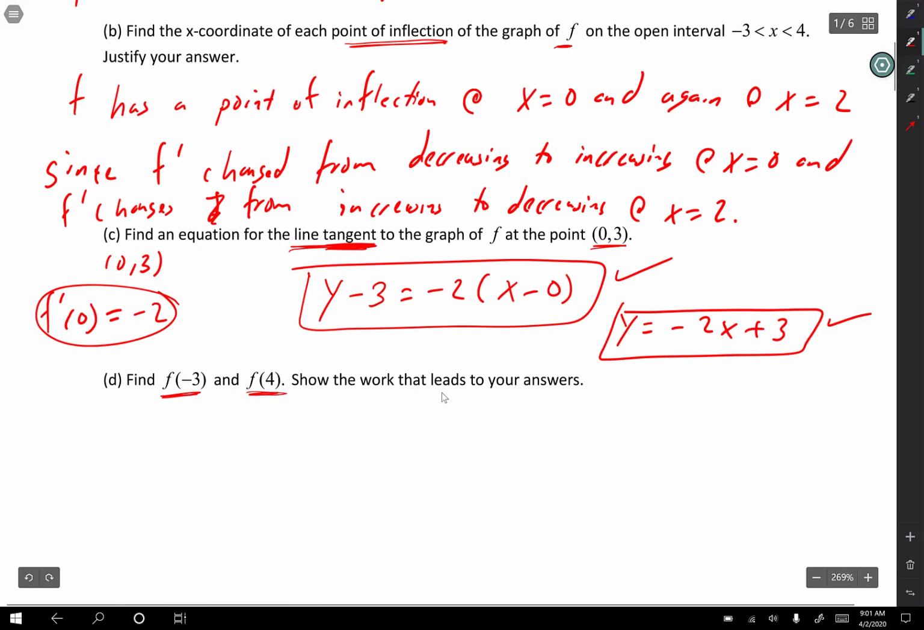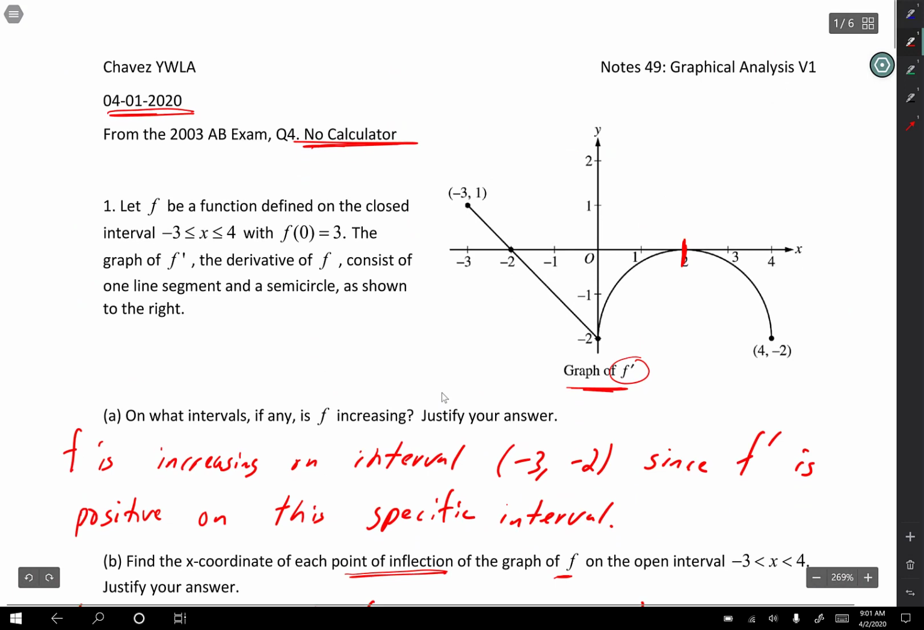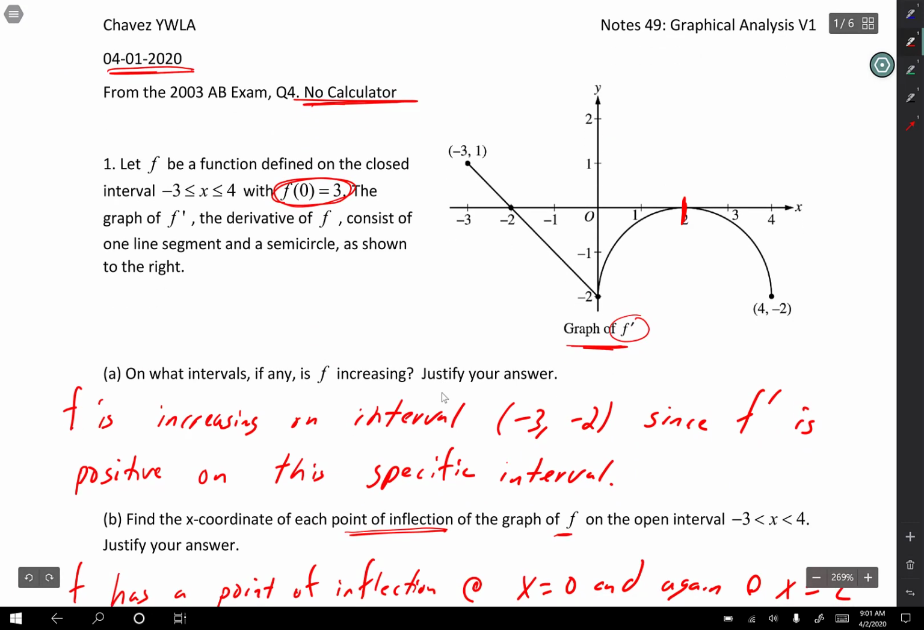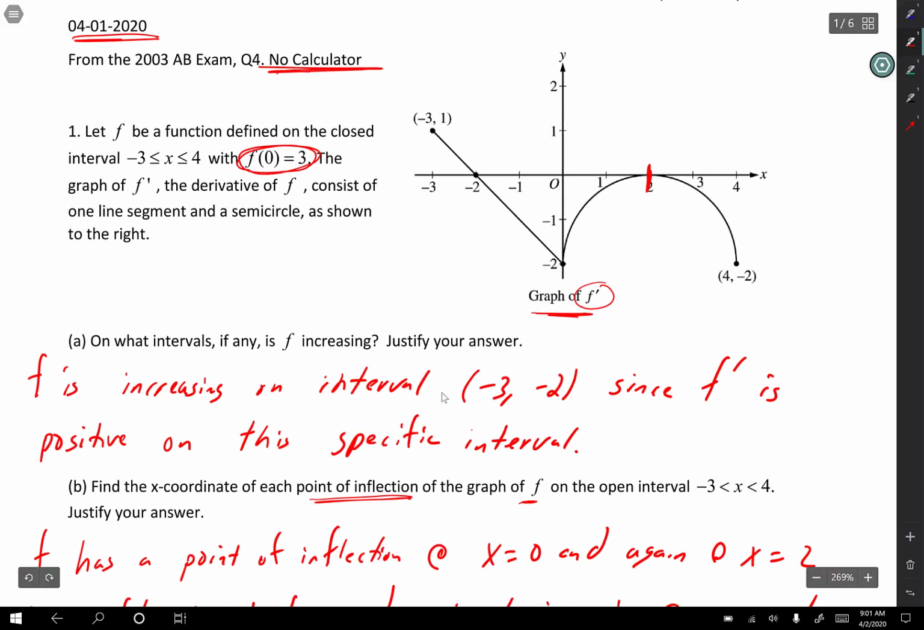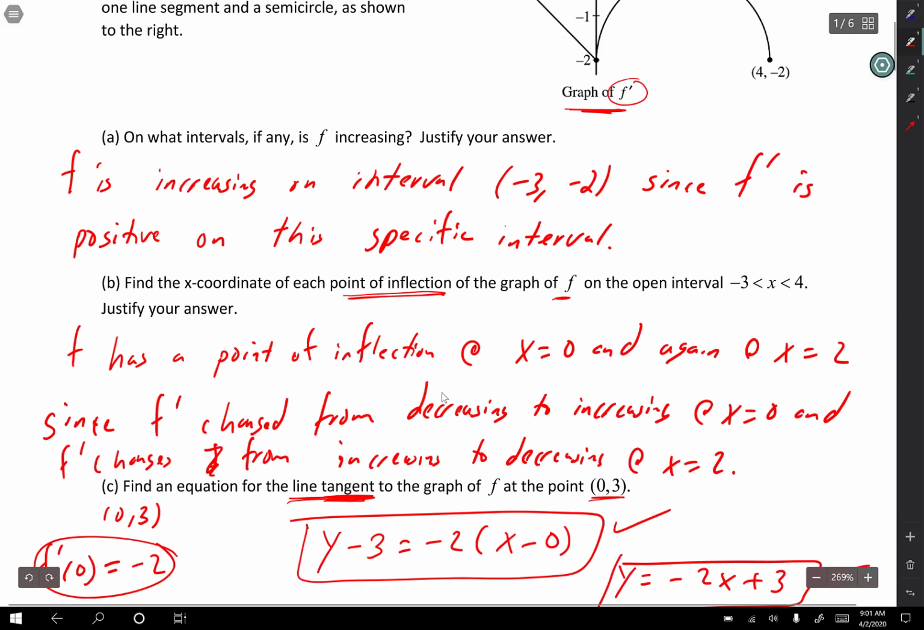So if I want position at -3, I need a first, well, do I have an initial position? Yes, they give you an initial position right here. So my initial position plus displacement, area under the f prime curve is displacement, will give me my position. So Chavez, what are you trying to say? I'm trying to say this.